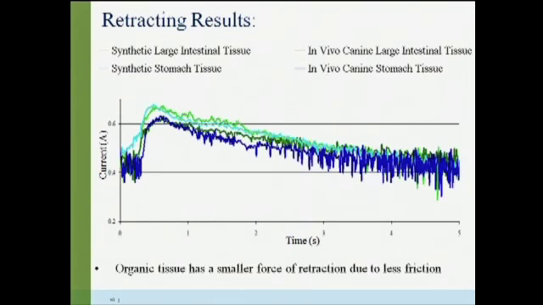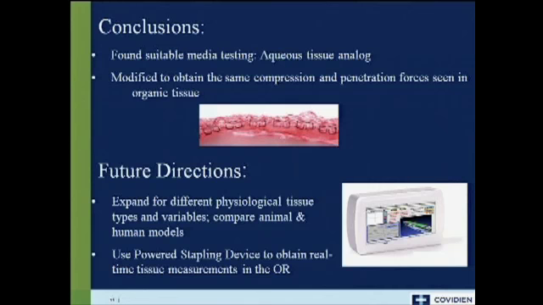This is the graph of the retraction of the knife back into the device. So you can see in the graph that the darker lines, the in vivo tissue, had a smaller force of retraction. And that's because there's less friction as the knife slides against the slippery surface of the tissue. So as a result of this testing, we found a material that was primarily composed of water to be the best representation for organic tissue. This makes logical sense as organic tissue also contains a high percentage of water. We modified this aqueous material to obtain the same compression and penetration forces we saw in organic tissue.